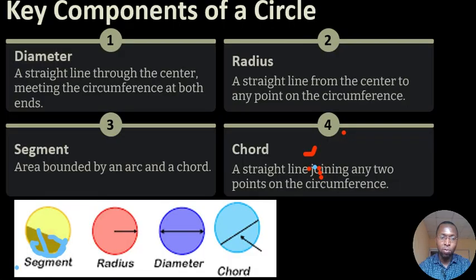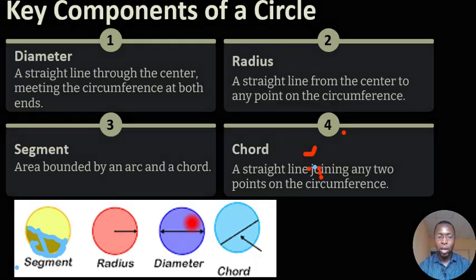The chord is a straight line from one point on the circumference to another point on the circumference. A chord is just like a diameter, it's just that a chord does not start from the center. Unlike a chord, a diameter starts from the center to any part of the circumference. Meanwhile, a chord does not start from the center.